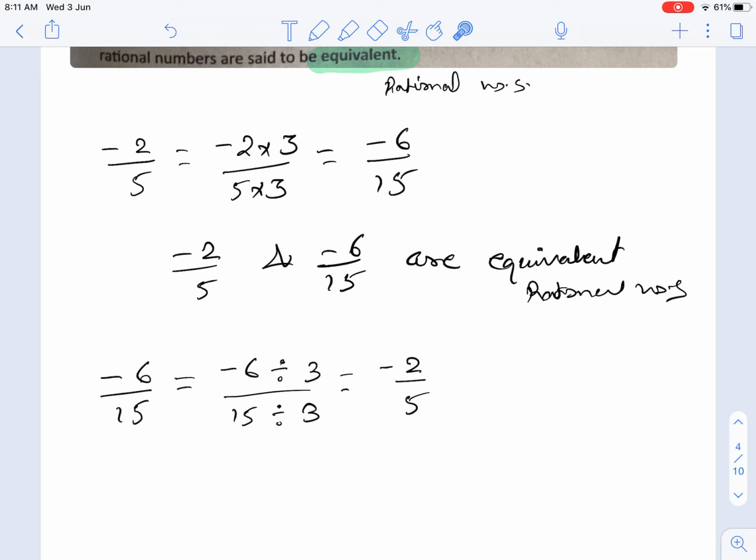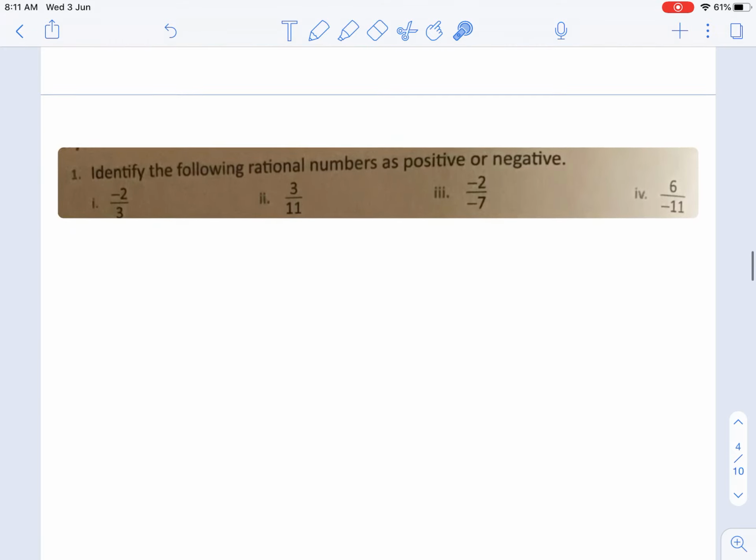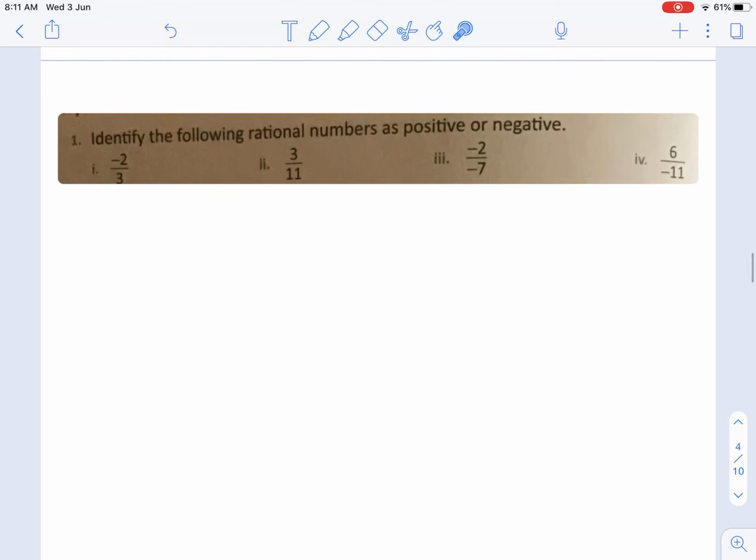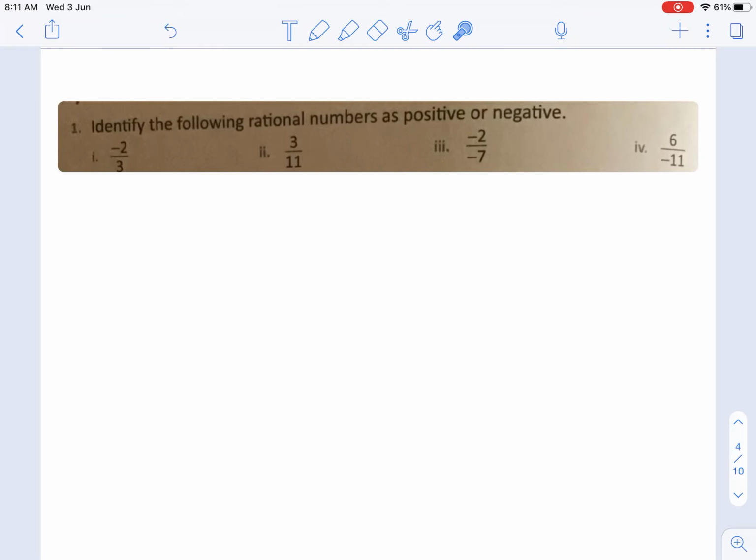Now I hope you all have understood up till here. Let us try to solve some examples. Here it is given: identify the following rational numbers as positive or negative. This one is homework, you people have to identify. I'm keeping this one for a minute. We have learned when a number can be a positive rational number and when it can be a negative rational number. Come on, you people just tell me, you can answer.